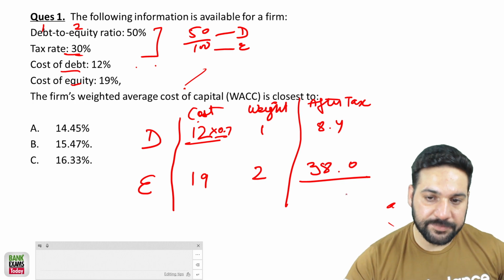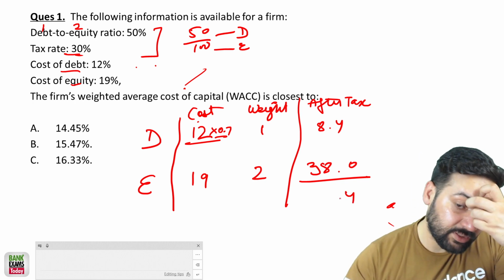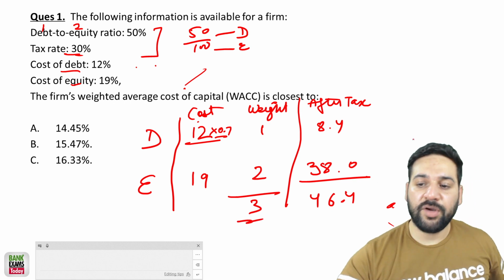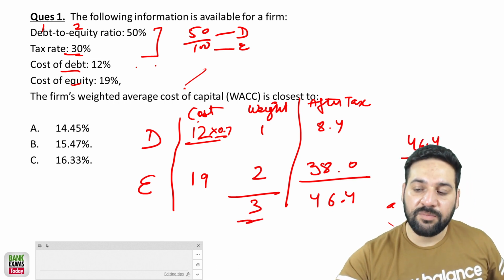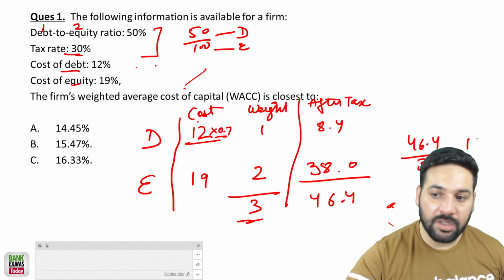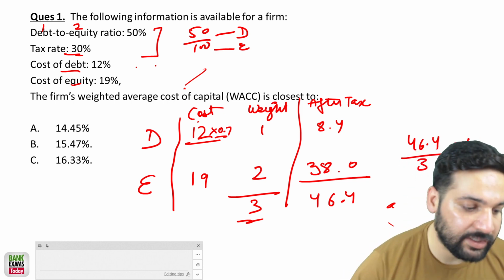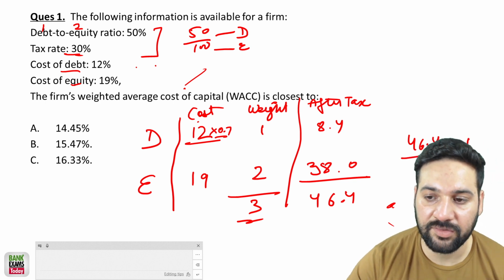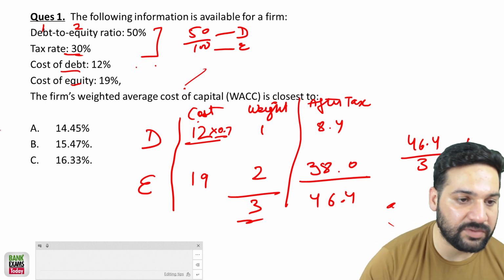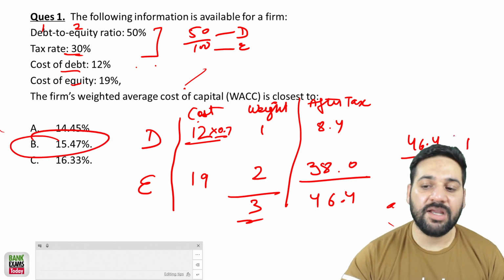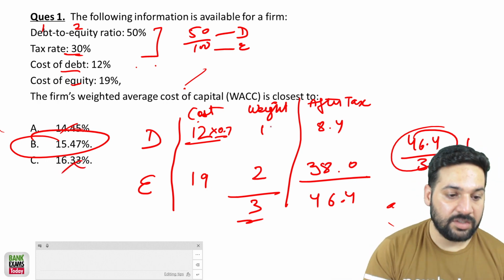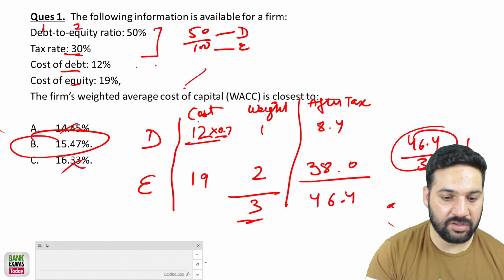So you got it, it is 46.4. The weight is 3. So just 46.4 divided by 3, that is the weight. You can easily find out the correct answer. It is around 15 point something. So 15.47 is the correct answer. Just by giving it a look, you can cancel out the options and find the correct answer. Okay, so let's move on to the next question.